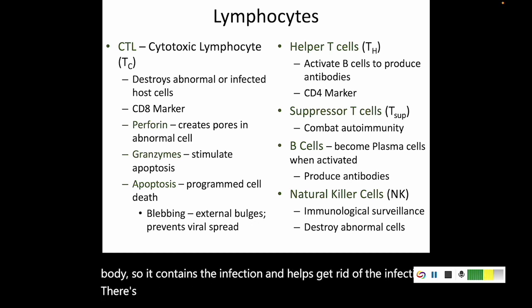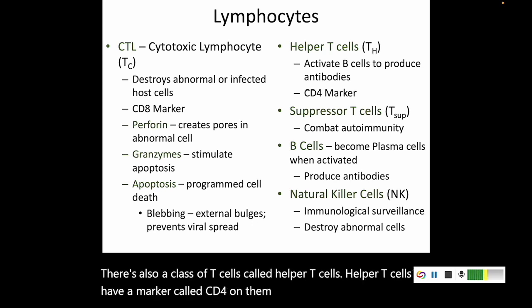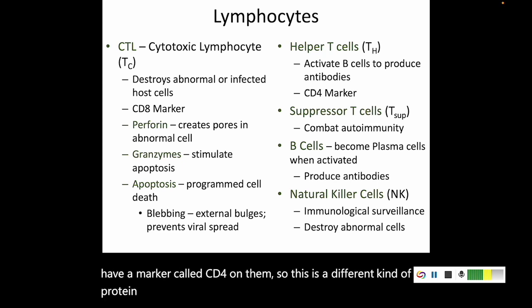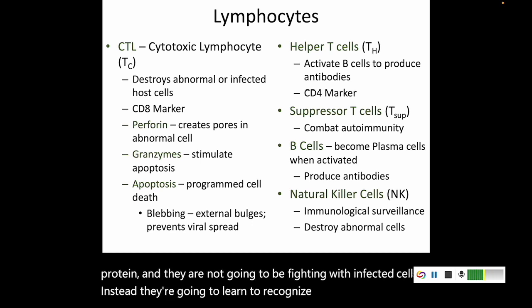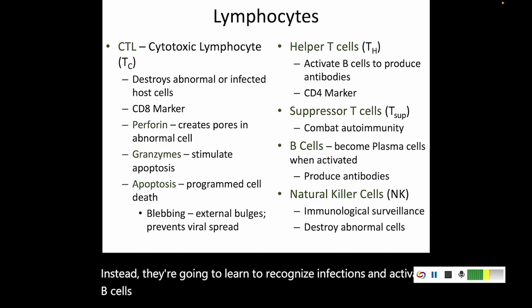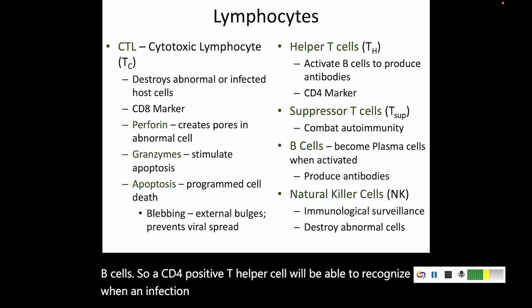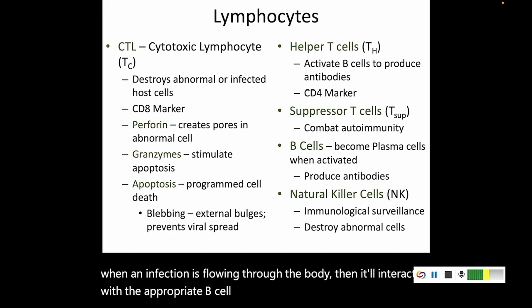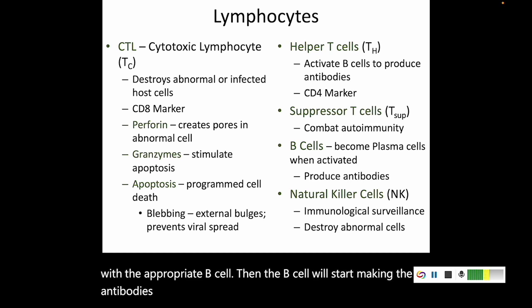There's also a class of T cells called helper T cells. Helper T cells have a marker called CD4 on them. So this is a different kind of protein, and they are not going to be fighting with infected cells. Instead, they're going to learn to recognize infections and activate B cells. So a CD4 positive T helper cell will be able to recognize when an infection is flowing through the body. Then it'll interact with the appropriate B cell. Then the B cell will start making the antibodies to kill the infection.